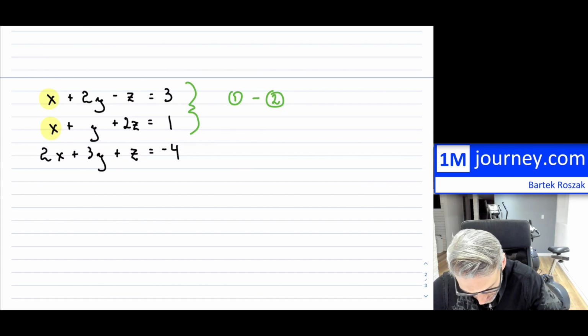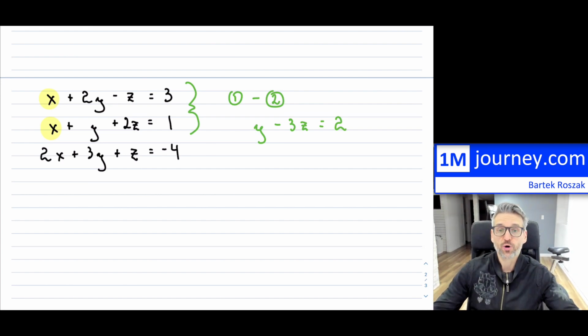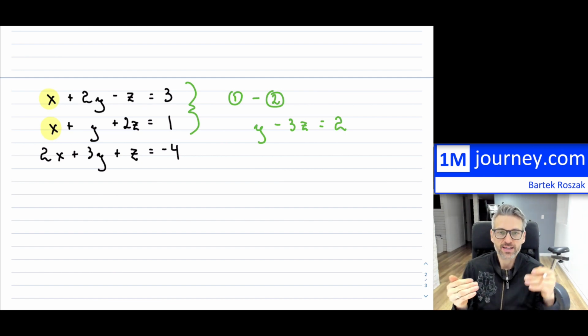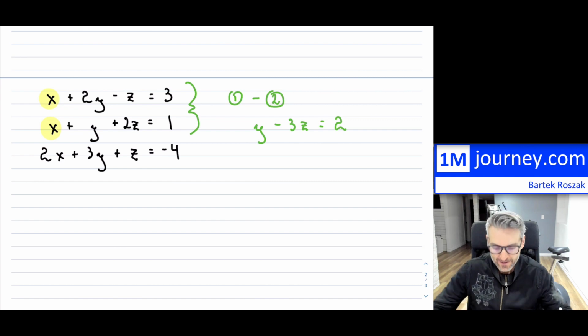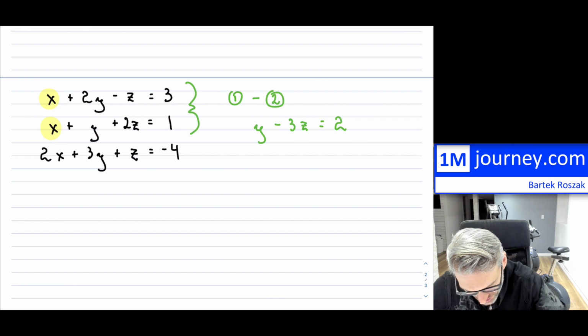So if I do that particular subtraction, the X's obviously cancel, and then I'm going to get 2 minus 1, so this is going to be just Y, and then negative minus, so this is going to be minus 3Z is equal to, and then 3 minus 1 is going to be 2. So now I have just 2 variables. If I now go back to 2 variables, it's basically thinking of a line, right, where just Y and Z are my 2 variables.